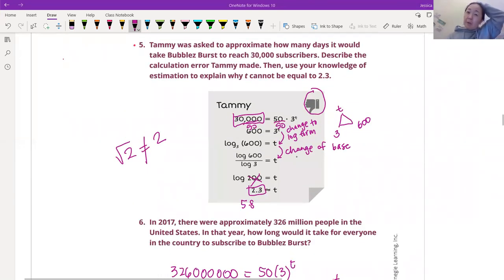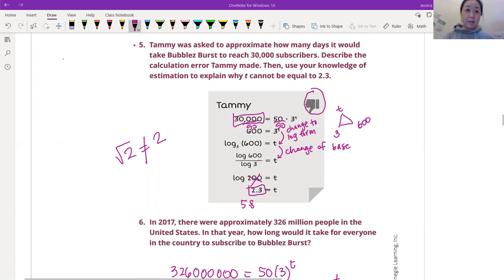So Tammy, she set up her equation. 30,000 is equal to 50 times 3 to the T. Again, divide both sides by 50. And if you notice from here, what she does to get to the next step is change to log form. So remember our triangle of power, 3 to the T is equal to 600. So notice log base 3 of 600 is T, just like how we've been doing, right? And then she did the change of base. So this is log of 600 over log of T.